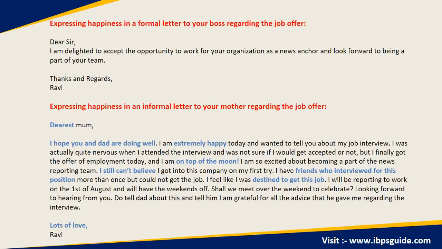Okay. Next sentence, I was actually quite nervous when I attended the interview and was not sure if I would get accepted or not. But I finally got the offer of employment today and I am on top of the moon. Okay, so here you can see they've used an idiom, on top of the moon. It means to be extremely, extremely happy. So when something really good happens to you, you can say, I'm on top of the moon. So here they have used that expression.